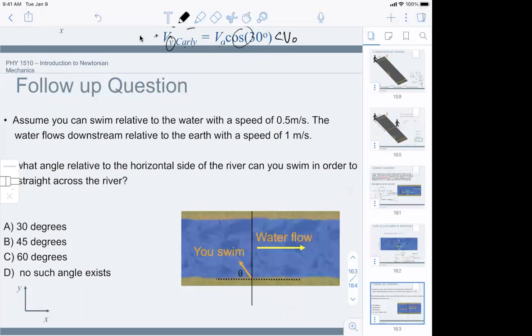So assume, again, you can swim relative to the water with half the speed of how fast the water is moving relative to the earth. At what angle relative to the horizontal direction do you need to swim in order to go straight across the river? Going straight across means that your velocity is perpendicular to the riverbed. So: 30, 45, 60, or no such angle exists. I give you again a couple of minutes to discuss this question.